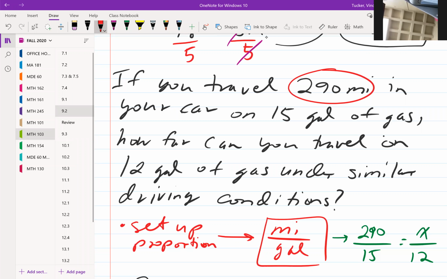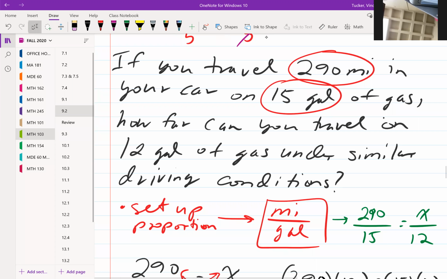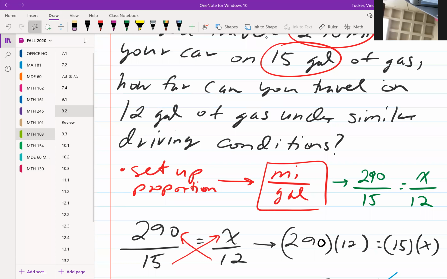We have 290 miles, 15 gallons. So I put 290 over 15. So when I set up my next ratio, it says, how far can you travel? That's your miles. That's going to be unknown on 12 gallons of gas. So that's why I did X over 12. So in both ratios, in both fractions, I did miles over gallons. As long as you keep that same relationship, you should be fine when you set it up. In other words, miles over gallons in both fractions. And then you cross multiply, 12 times 290, 15 times X.